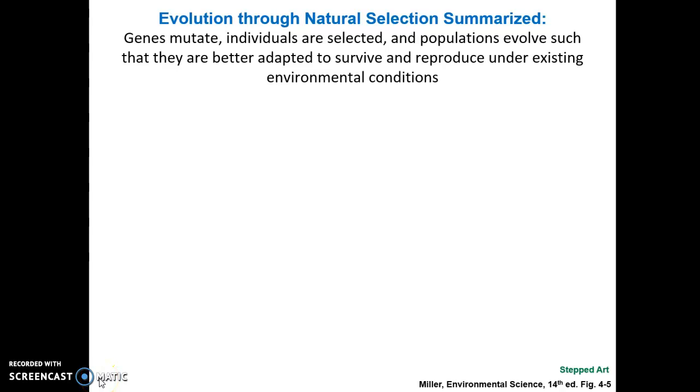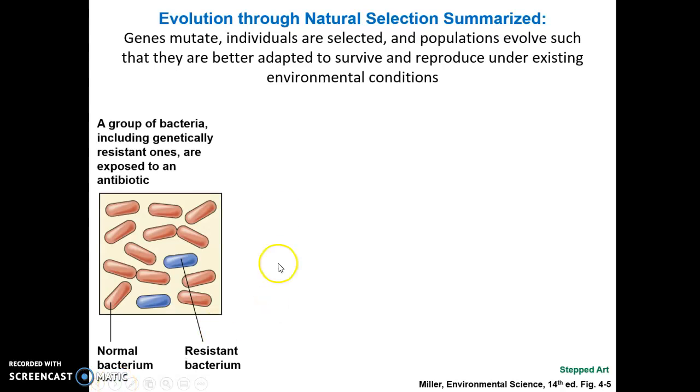So next we have a summary of evolution through natural selection, and that is genes mutate, individuals are selected, and populations evolve such that they are better adapted to survive and reproduce under existing environmental conditions. So we're going to look next at an example with bacteria because that can be observed in real time for us. And it also has some important relationship to environmental science and human health.